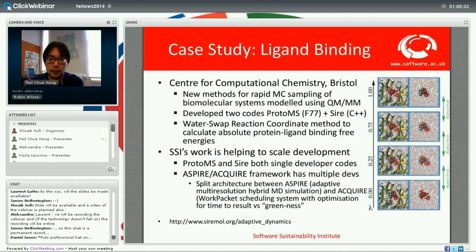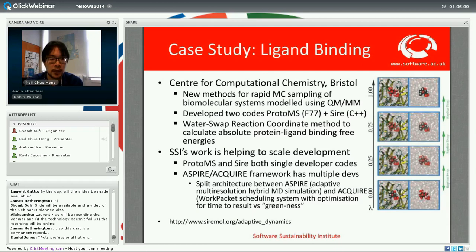So they have different codes that have been developed to look at this, and the places that we are helping them are effectively trying to scale up the development teams. The work that they've been doing has been led by a chemist who's also a software developer, and he's now started working with a software engineer who's been working on a lot of the scaling problems.